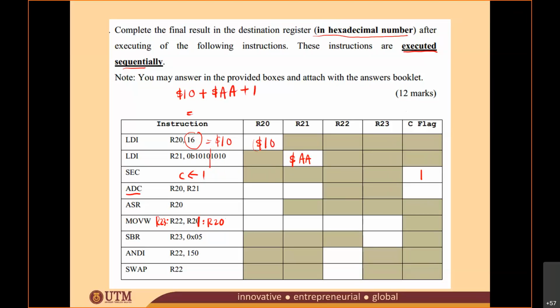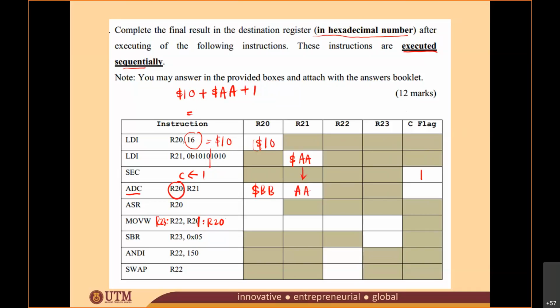So this BB will be stored at which register? Is it R20 or R21? Which one? Here, you see, this result will be stored at R20. So your R20 will have BB. What about your R21? What is the value of your R21? The value remains, which is AA. Still AA. The value here remains.